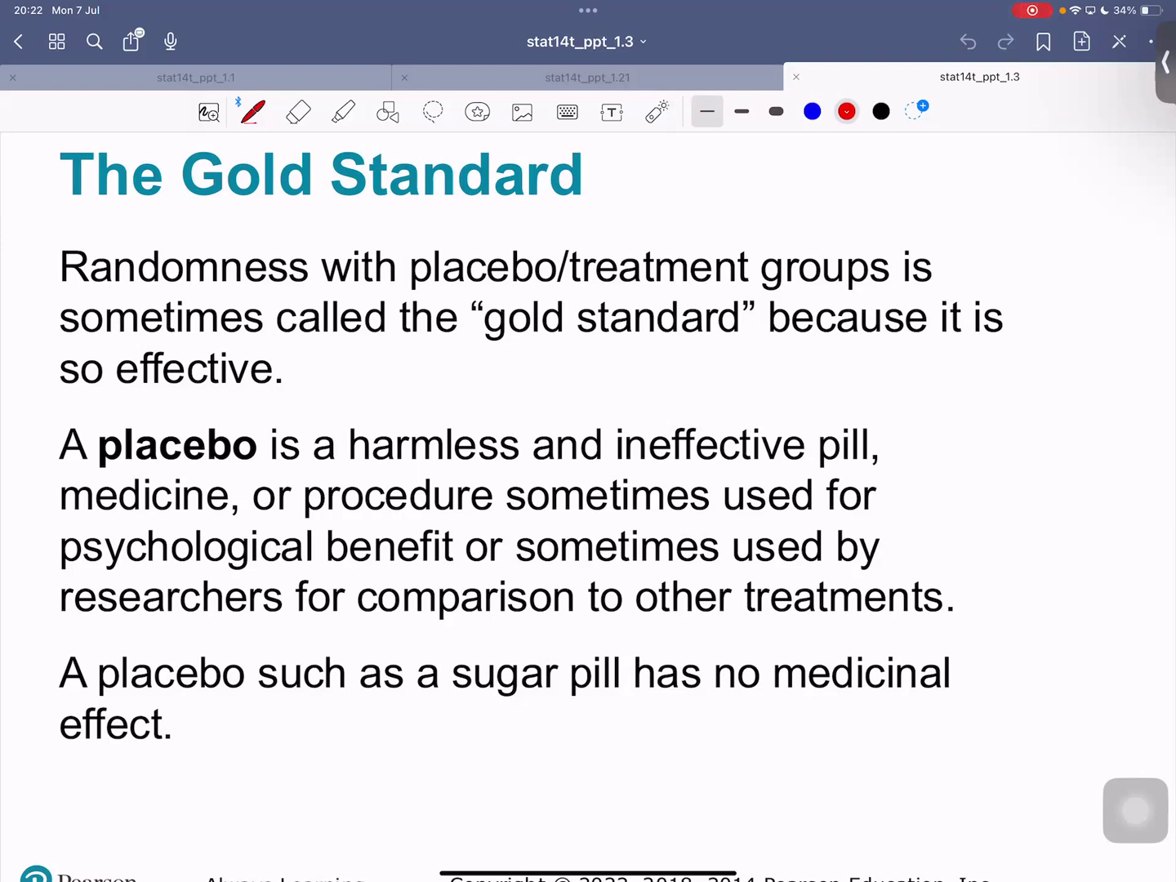Mm-hmm. A harmless and ineffective pill. So, they're just trying to measure if it's actually curing hypertension. Yeah, so like a placebo effect, if you're just taking the pill for some disease, mental illness, something like that, and it's not actually anything, it's just a sugar pill.